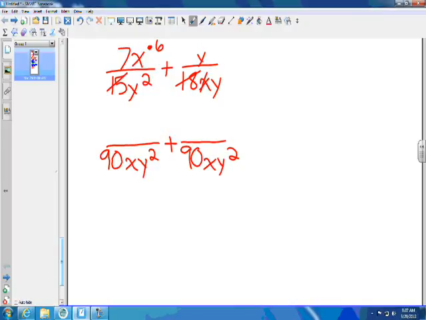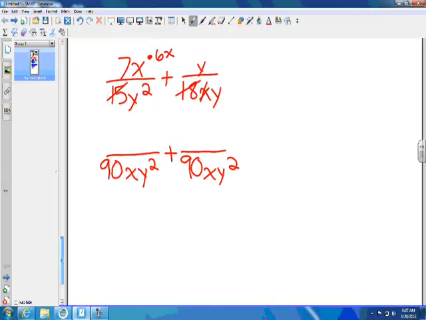What else is missing in the denominator? X. So we don't have an X here, right? And we need an X, so we have to multiply by it. That has to go in there. That accounts for the X. Anything else missing? We need a Y squared, right? And we have a Y squared. So that's taken care of. We don't need to do anything.